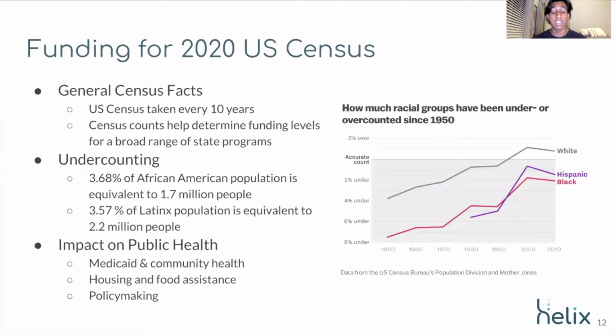Starting off with the 2020 US Census and some general census facts. The census is taken every 10 years, and it helps us account for and determine different funding levels for a broad range of state programs, as well as public health initiatives. However, there is severe undercounting when it comes to the US Census, specifically with minorities, and around 3.68% and 3.57% of African American and Latinx populations, respectively, have been severely undercounted. This accounts for around 4 million people. Of course, this has an impact on the public health initiatives that those individuals would have had, specifically Medicaid, community health, housing and food assistance, as well as policymaking.